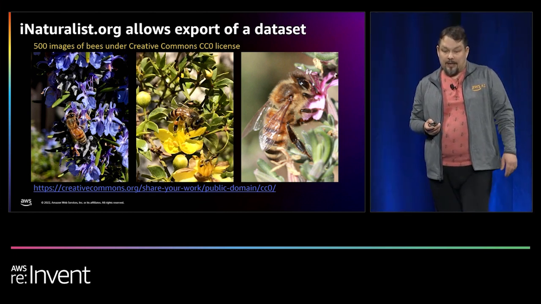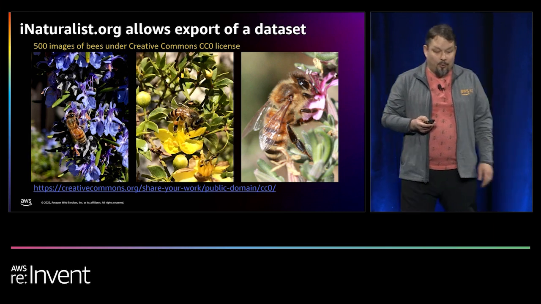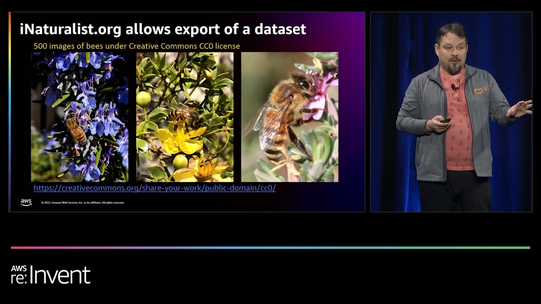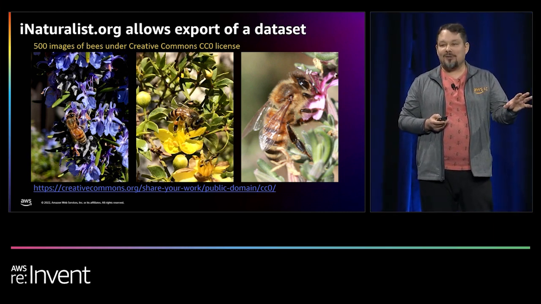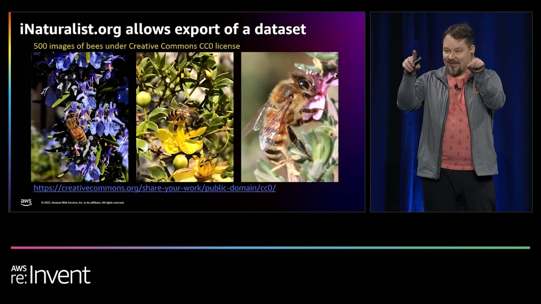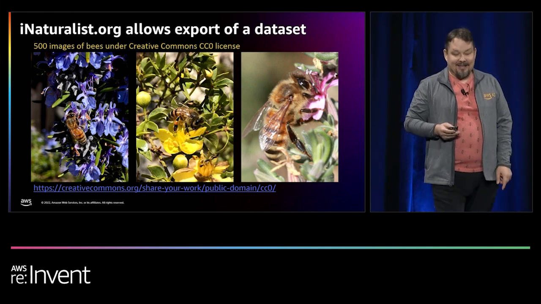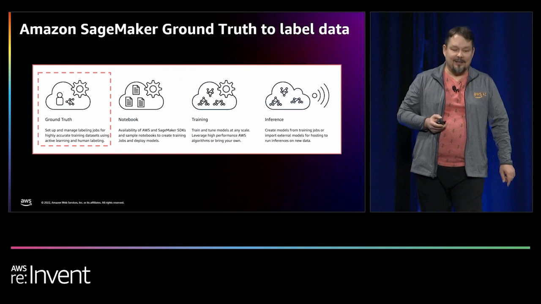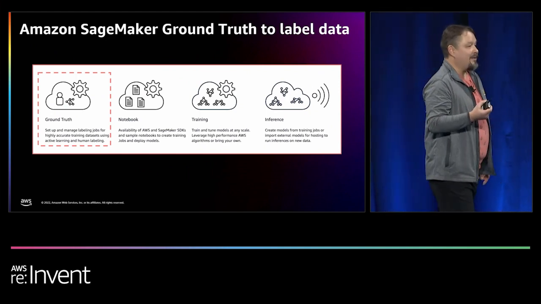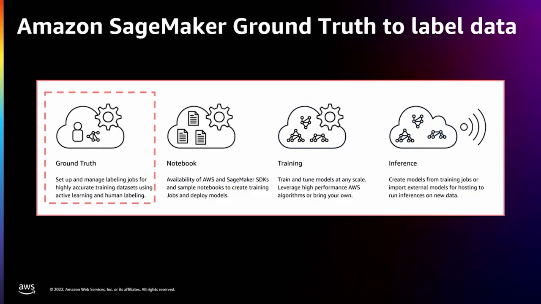Okay, so we're going to build an object detection model, which means we need to know the location of bees, right? Where are the bounding boxes? And what are we going to do for that? Well, luckily we have Amazon SageMaker Ground Truth, which allowed us to annotate and label all those images.